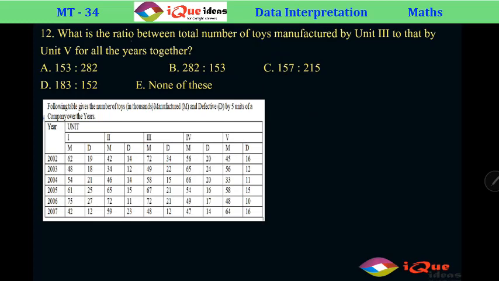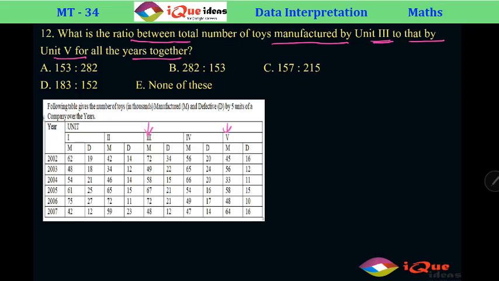Now this one says: what is the ratio between the total number of toys manufactured by unit 3 and that of unit 5 for all these years together? So the total number manufactured will be this one. This is manufactured of unit 3 and this is for unit 5. Let's add all the values carefully.